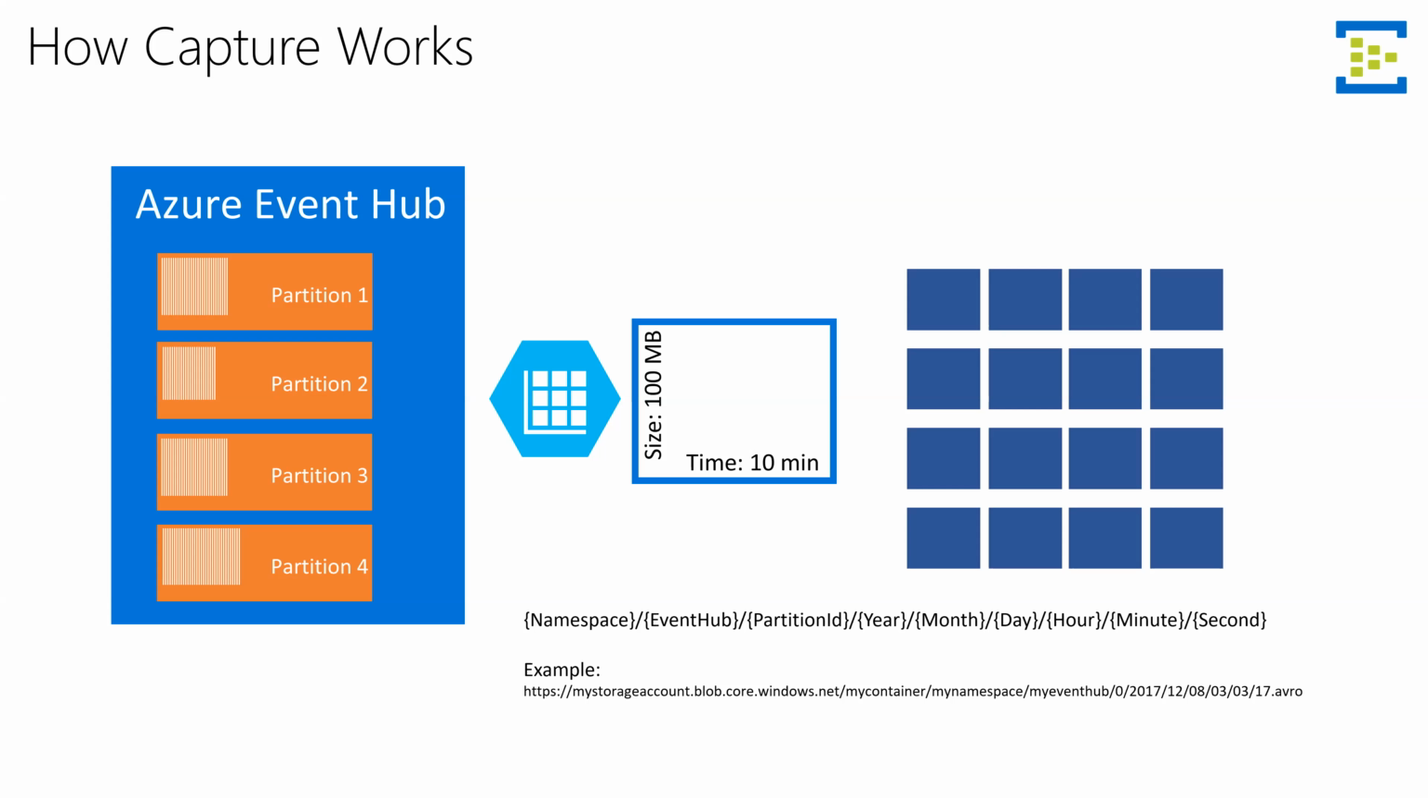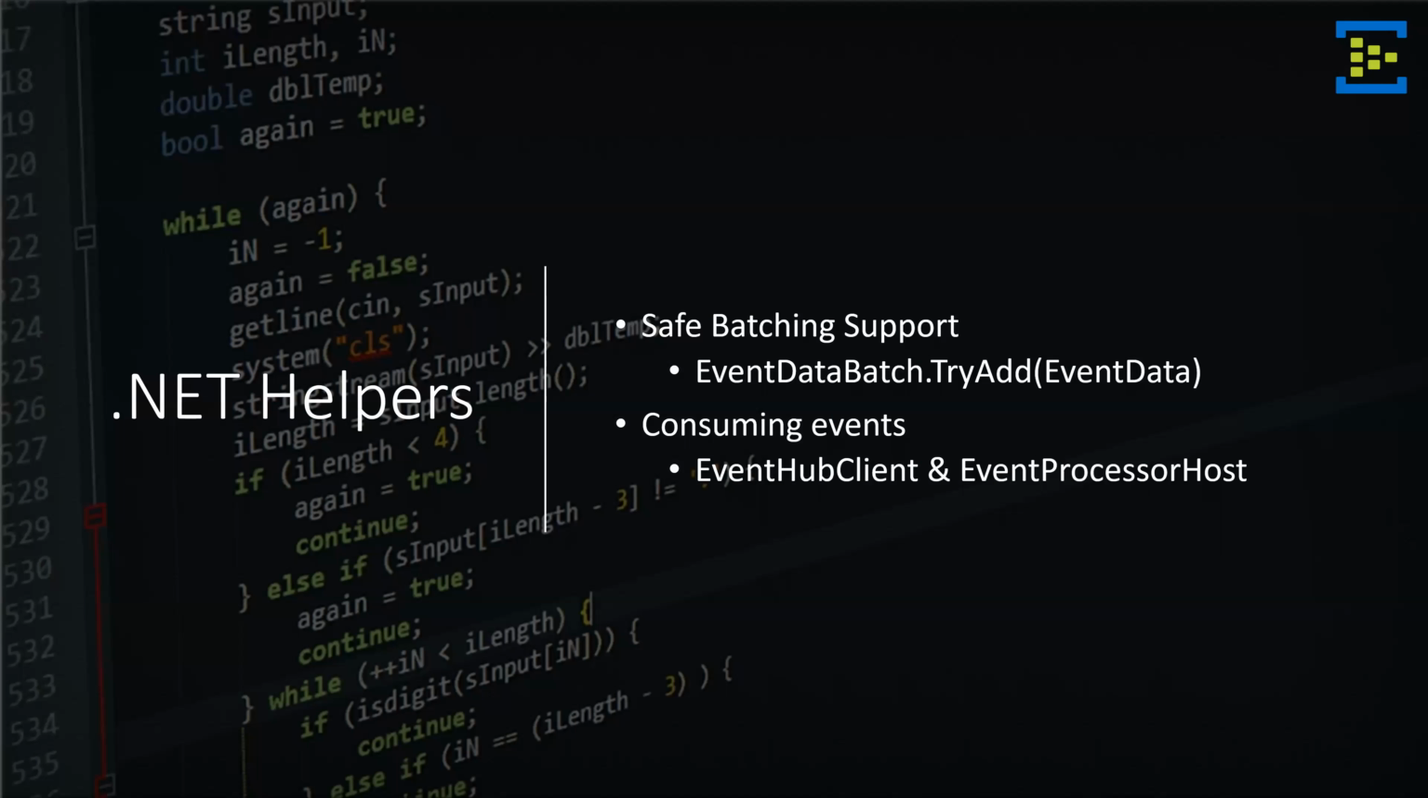The naming format is the storage account and the container that we provide, and after that, it's the namespace with the Event Hub name, the partition, the date timestamp, and the format is the well-known Avro format, .avro.